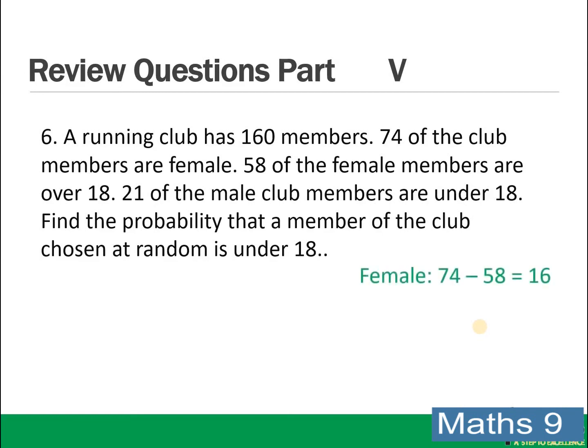Here's the answer. The number of females that are under 18 is 74 minus 58, which is 16. The number of males which are under 18 is 21. So the total number of members that are under 18 is 37, and the probability is 37 over 160. This is the end of Module 6.2.